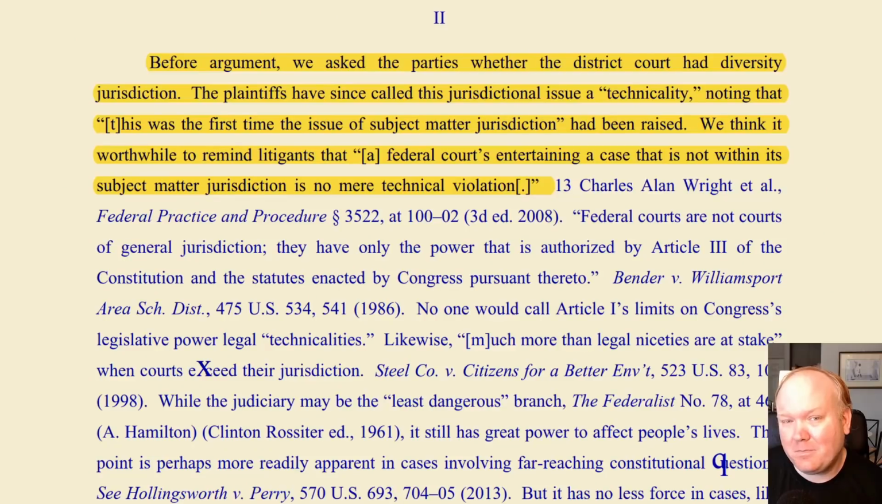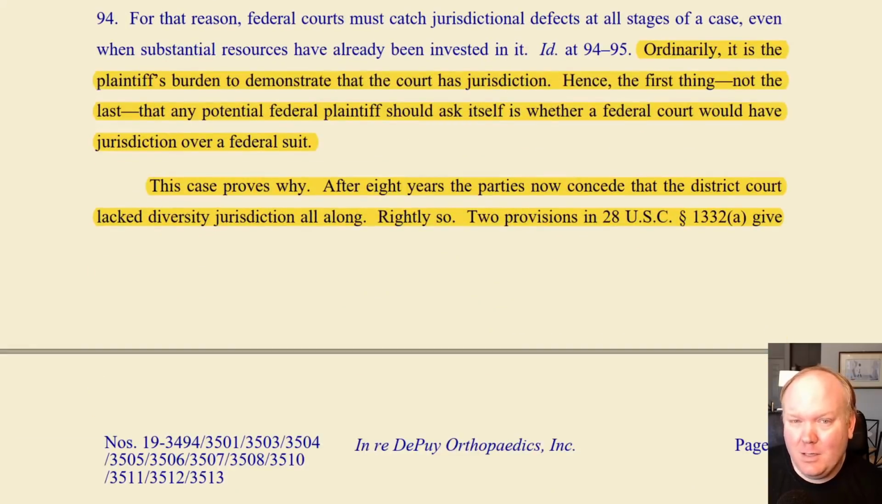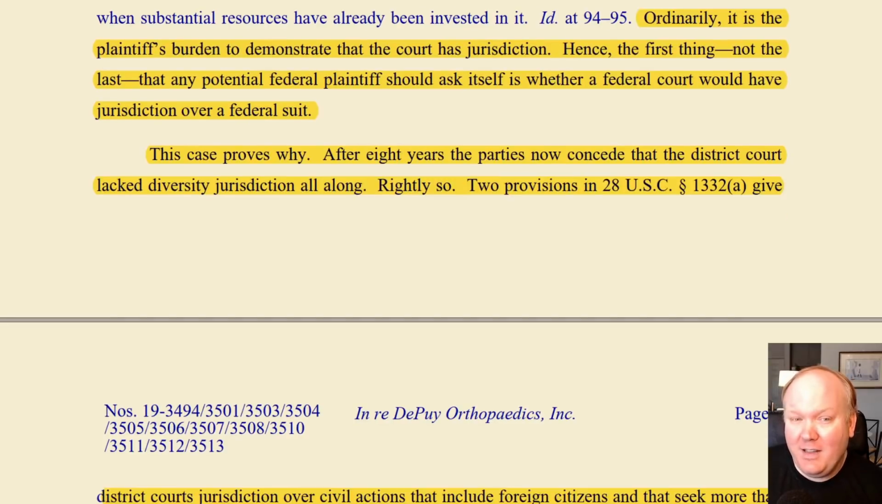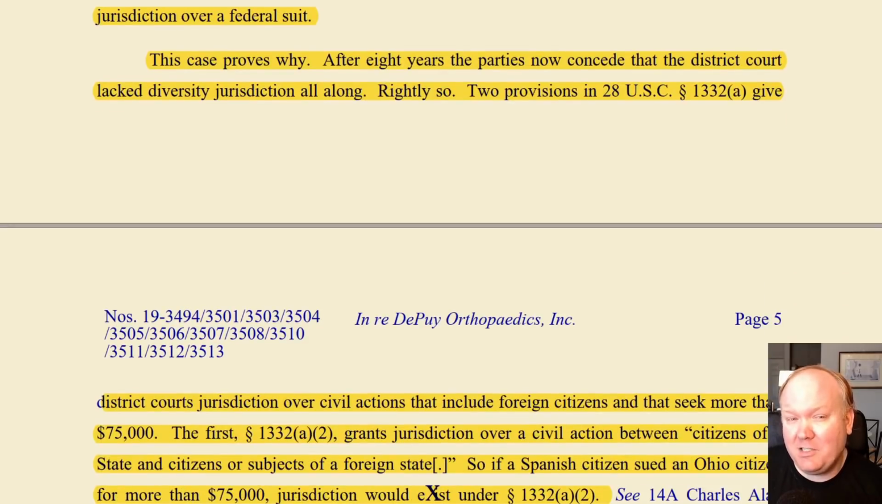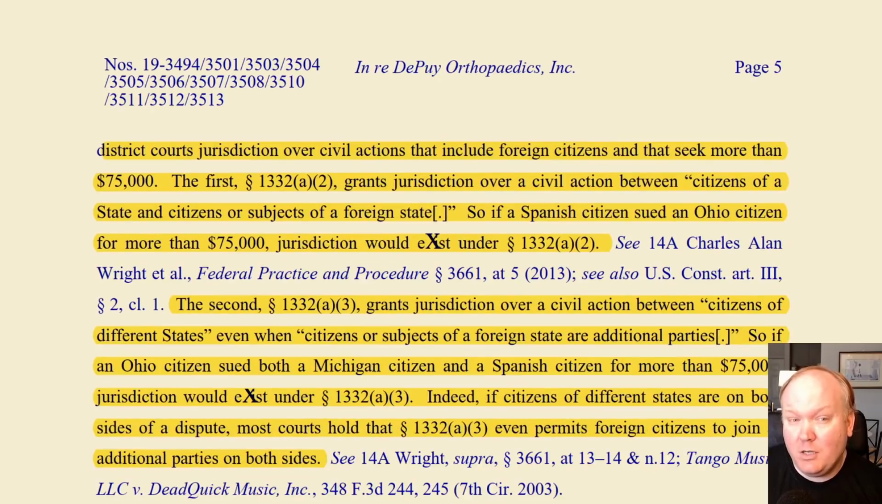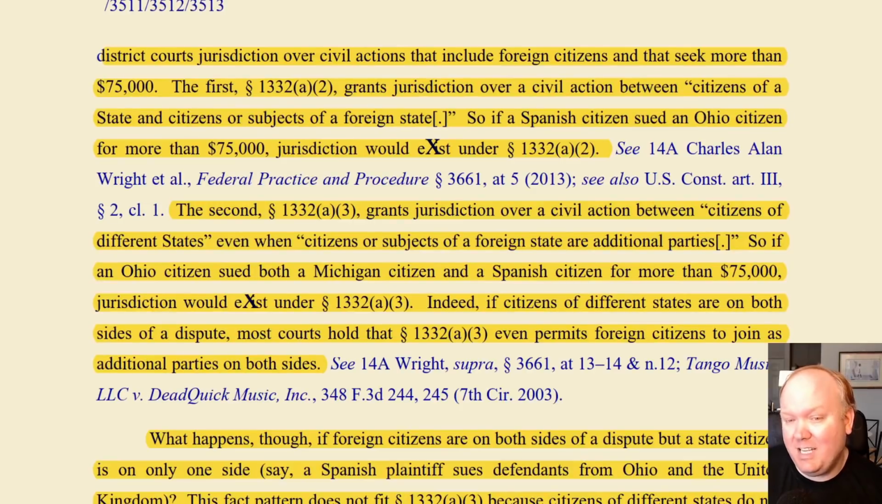Yeah, too bad. We think it's worthwhile to remind the litigants that a federal court entertaining a case that's not within its jurisdiction is no mere technical violation. It's not. They never had power in the first place. Ordinarily, it's the plaintiff's burden to establish that the court has jurisdiction. Hence, the first thing, not the last, that the plaintiff should ask itself is whether the court would have jurisdiction. That's a good place to start, yes. This case proves why. After 8 years, the parties now concede the district court lacked jurisdiction all along. Rightly so. Two provisions in law give district courts jurisdiction over civil actions that include foreign citizens and seek more than $75,000. So now we're going to get into the technicalities. What are the statutes that apply, and what do they say?